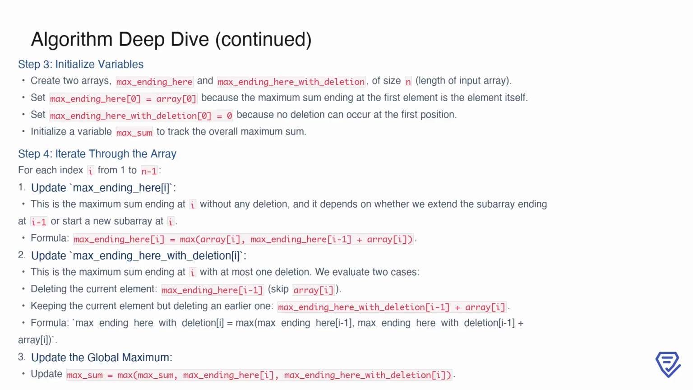As we iterate through the array from index 1 to n-1, we update these states. For max_ending_here[i], we compute the maximum between starting a new subarray at index i or extending the subarray ending at i-1. Similarly, for the second state, we consider two cases, either deleting the current element or keeping the current element while deleting an earlier one. After updating both states, we ensure that max_sum reflects the highest value among these states at every step.